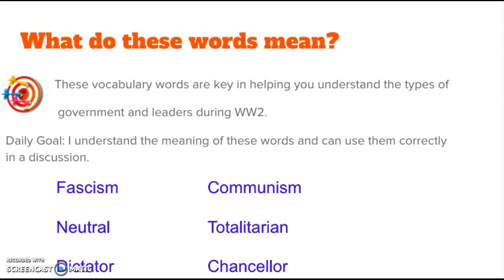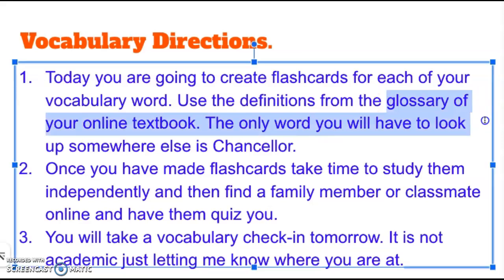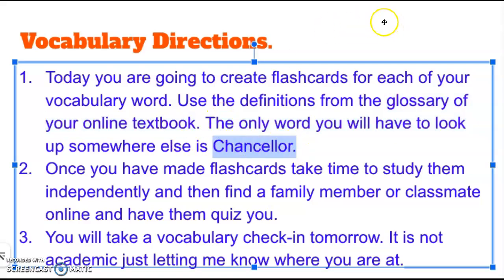What you're going to do with these words is you're simply going to make flashcards. You can make them on an app or you can use paper and pencil. So the best definitions that will make the most sense to you will come from the glossary of your online textbook. Remember, the directions to log into your online textbook can be found in the resource folder in Schoology, okay? So you're going to look up the definitions and make flashcards. The one word you'll have to look up outside of our textbook will be the word chancellor, because that is not located in our textbook.